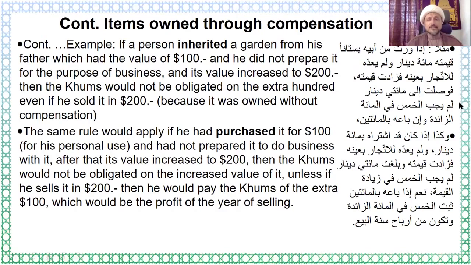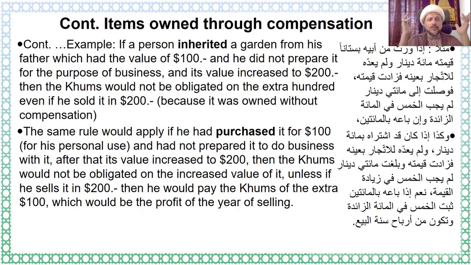He says khums is not obligatory on the extra 100, even if he sells it for 200. Because the whole garden he inherited was an inheritance from the father, which is exempt from khums. The value increased on a garden he inherited. He did not purchase it. It did not come in compensation. It was a free thing. He got it from his father. And the same thing applies to the meher as well.